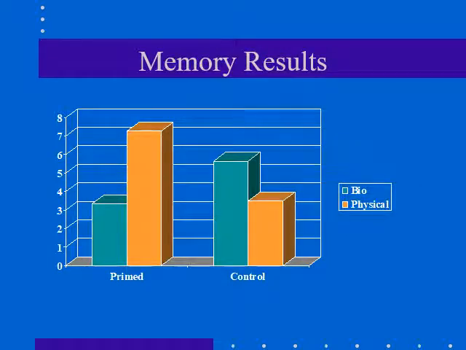So what do we find for the memory results? The primed guys are remembering more about her physical information, the color of her sweater, than her biographical information, her name, for example. Whereas control guys, it's the reverse, right? They're remembering more about her name and her personalized information than they are about the color of her hair or the color of her clothes.